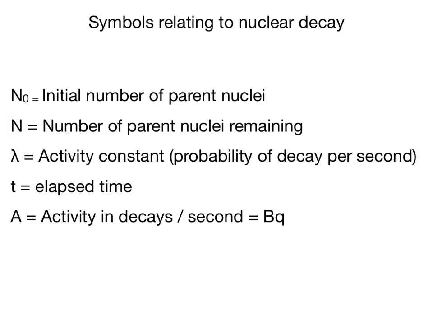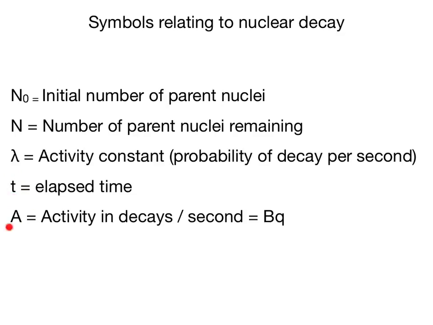Lambda is called the activity constant. It's the probability of decay occurring in the next time interval, usually 1 second, but the activity constant can have other units. It's important to note that lambda has nothing to do with wavelength of any sort in this equation. T is the elapsed time. It's how long since you started popping the popcorn, or in real life, how long we've been watching this sample of radioactive material decay.